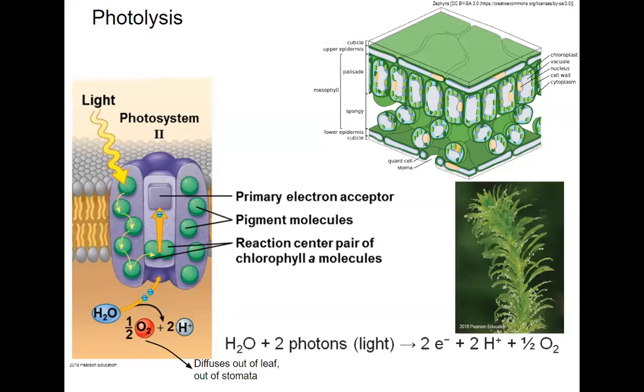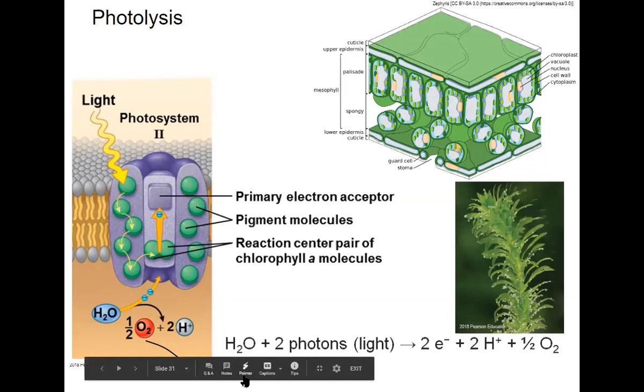All right, so we went through cyclic and non-cyclic photophosphorylation, and hopefully you realize that we took electrons from our reaction center. We have to replace them in order to keep this going. Right? We can't keep taking electrons from nothing. So in order to keep this whole process going, we have to replace those electrons. And the process that replaces those is photolysis.